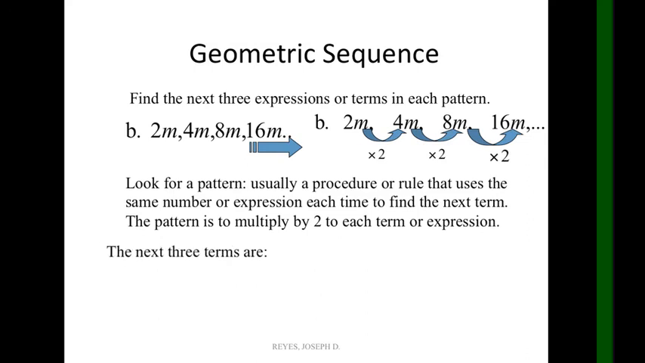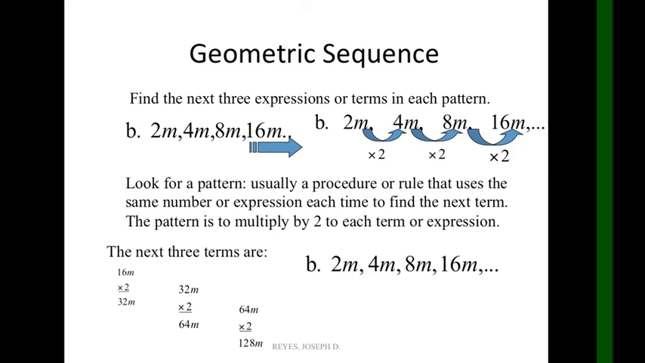So, with that, what will be our next three terms? We have 16m times 2, we have 32m. 32m times 2 is 64m. So, hindi tayo nagiging m squared, no? Dahil wala namang literal coefficient or letter yung ating 2. Okay? Kaya kinakopy lang natin yung m. And next is 64m times 2, 128m.